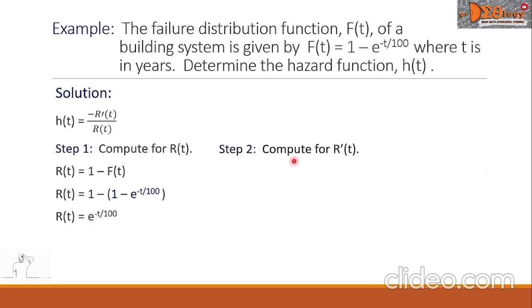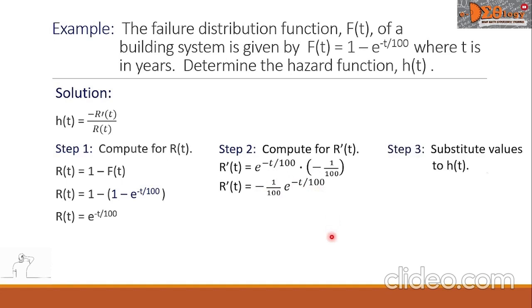Step 2, let us compute for derivative of r. So it will be like this. R prime of t is equal to this exponential e raised to negative t over 100 times the derivative of this negative t over 100, and that is negative 1 over 100. Simplifying this, we have this negative 1 over 100 times e raised to negative t over 100.